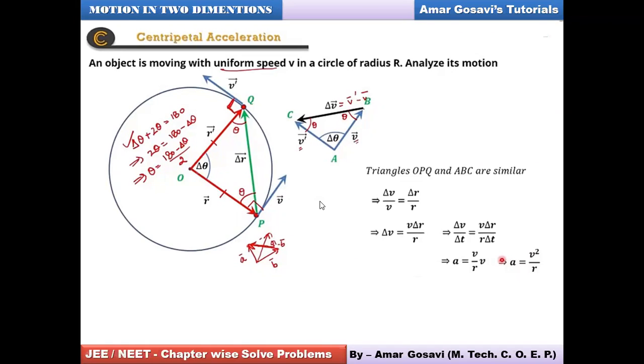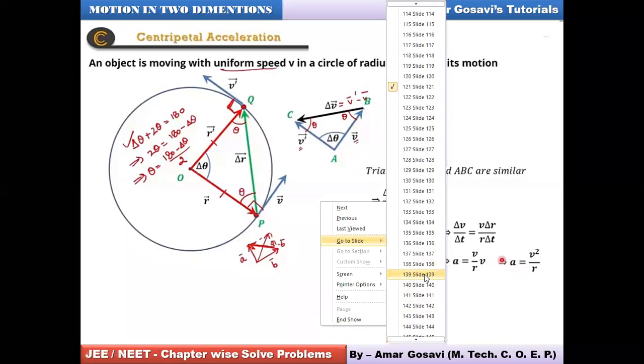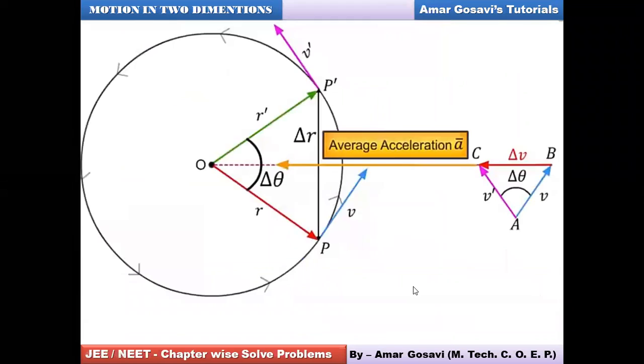So now we would go ahead with the different types of analysis. Just give me a moment. I'll take you to an important slide. So here again I talk about it. Magnitude of acceleration we wanted. So I told you how from this triangle we yielded this triangle. This is something which we have worked on.